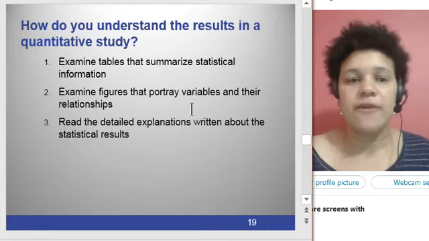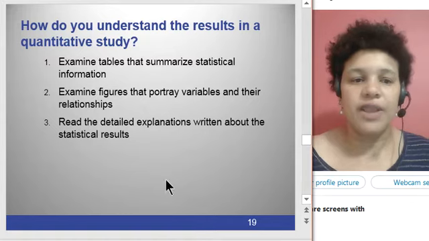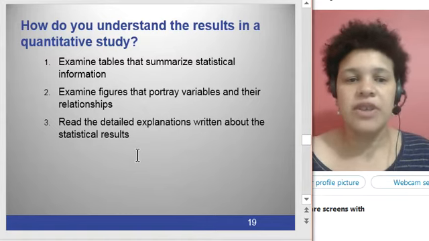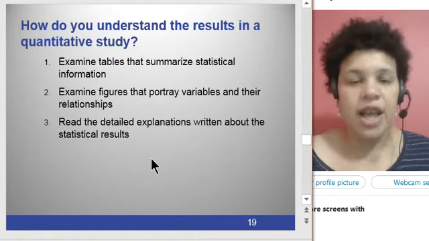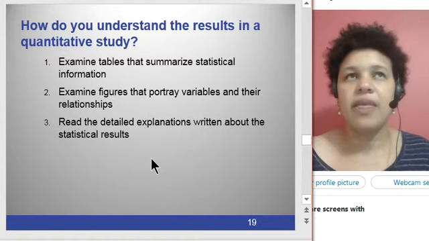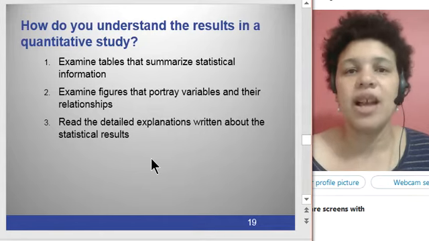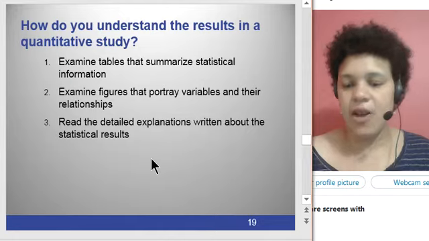Examine figures that portray variables. Figures is another term for graphs or charts, and that portray variables and their relationships. And read the detailed explanations written about the statistical results. Now, reading the explanations is very important because the researcher hopefully is interpreting for us what the table said, what the graphs said.